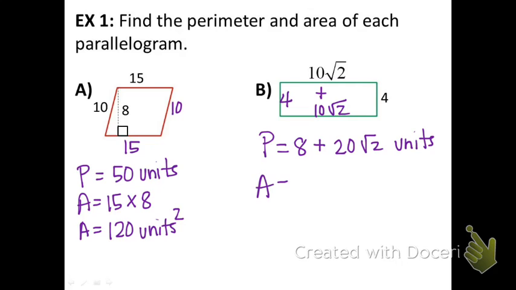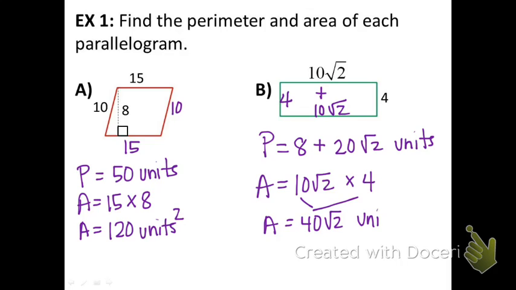For our area, we take our base, 10 root 2, times our height, and we did this in our homework the other day. We multiply those outside numbers to get 40 root 2 units squared. Now you could multiply 40 times root 2 and give me the approximate value, but this is what's known as an exact value, so we're going to leave it as such.